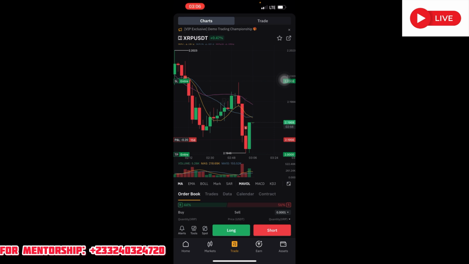So it's always advisable, when you're doing futures trading, to put in money that you will not be mad about if you lose it, and you'll be happy when you get profit. You always have to do that, because if you put your last savings in trading, it's not advisable. Always trade with money that if you lose, you're okay with it. If you make profit, you're okay with it.